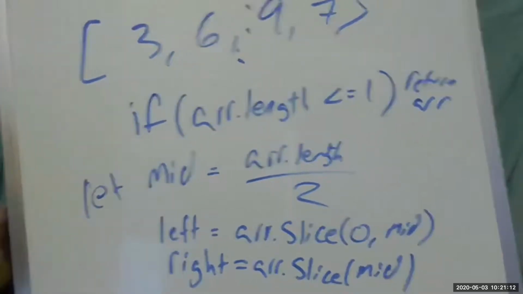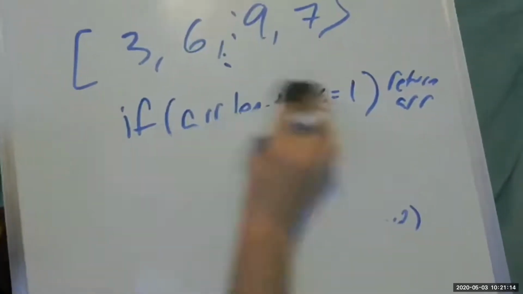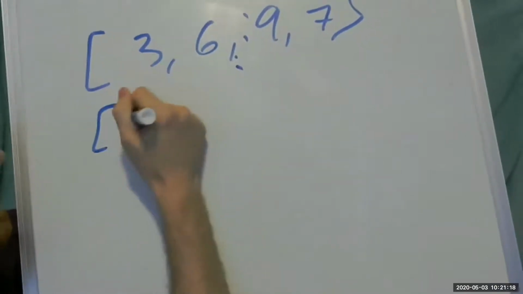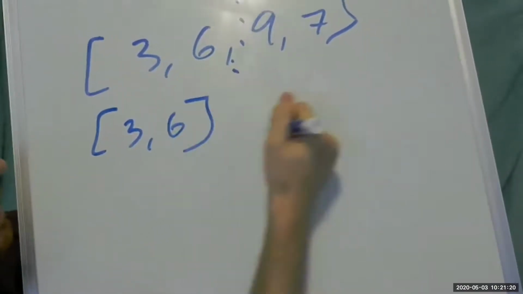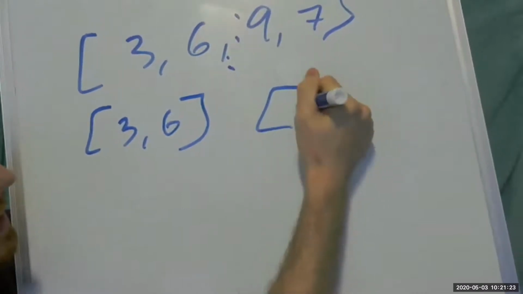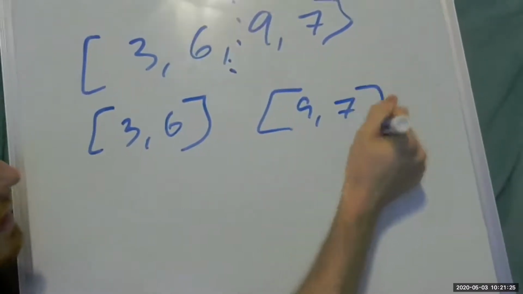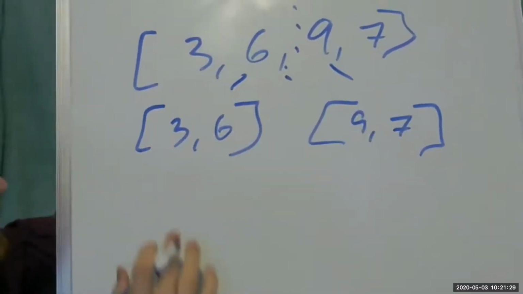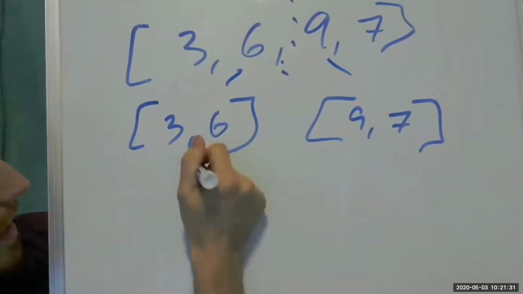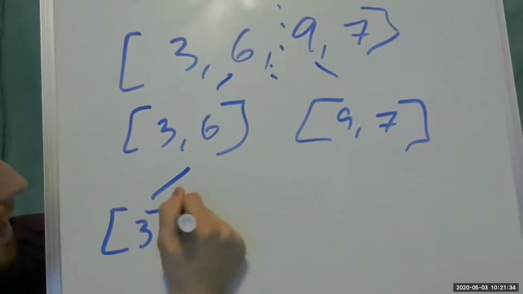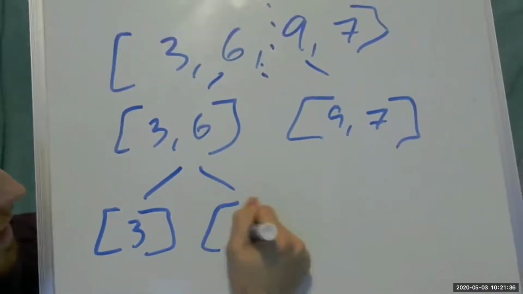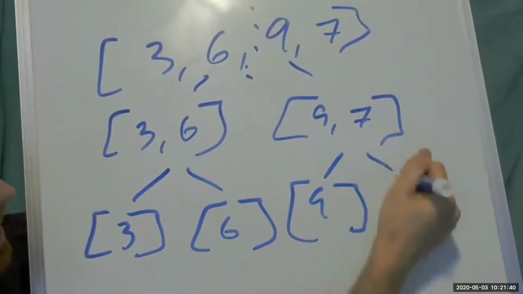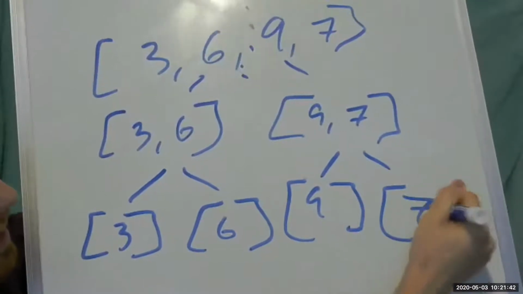Keep going. So once we've got our left and our right, we can think of this as creating another array here. And we have our other array of 9 and 7 here. So then we have to keep splitting these. Same process where we get our 3 and we get our 6 and we get our 9 in an array and we get our 7.